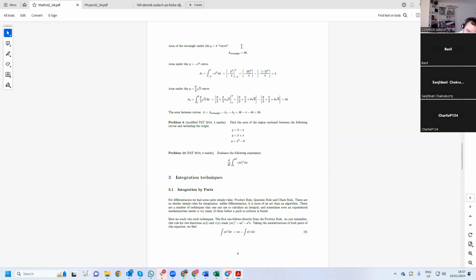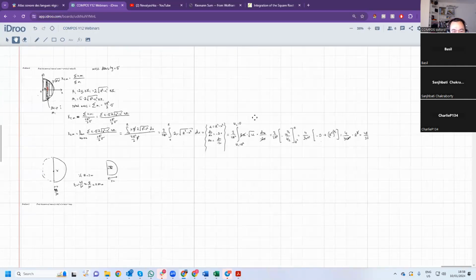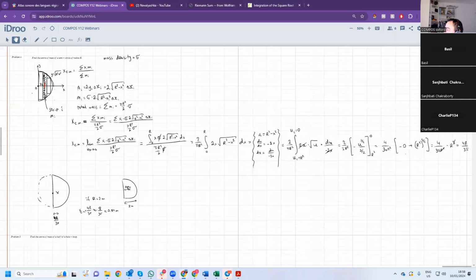Integration by substitution. Change limits. Well, if you didn't, you would get the opposite sign. It would be a very small mistake. You would get a negative sign for the answer. But yeah.